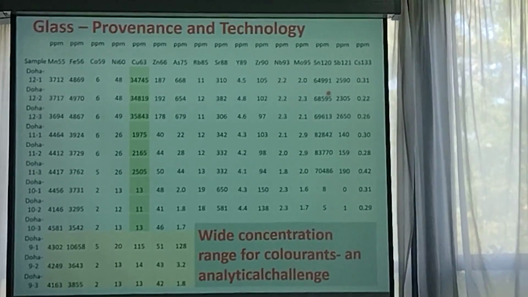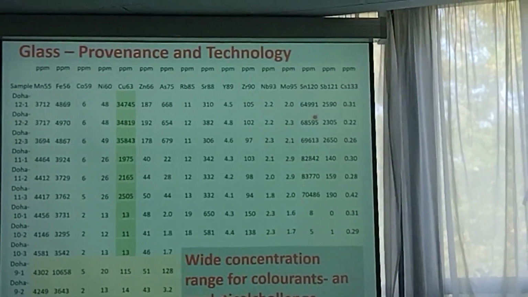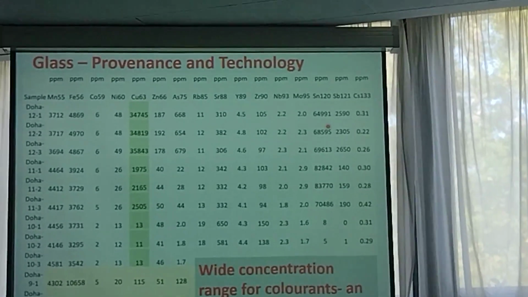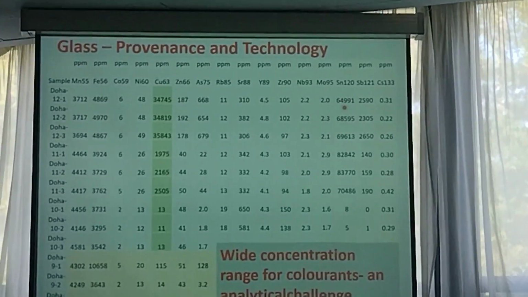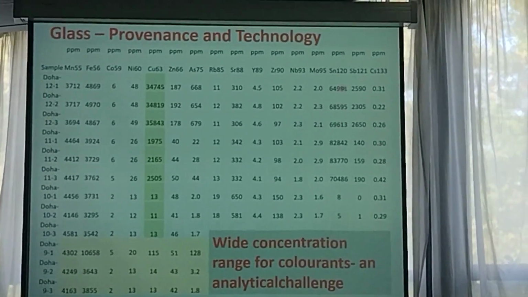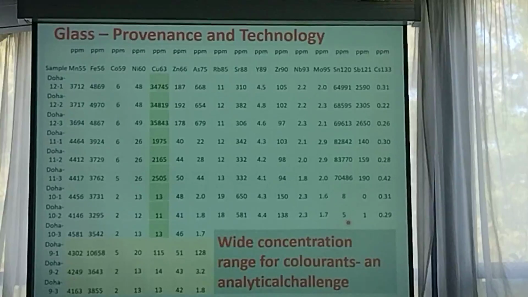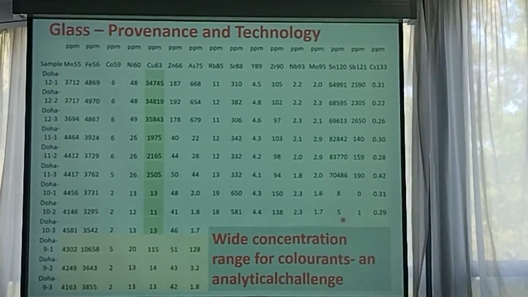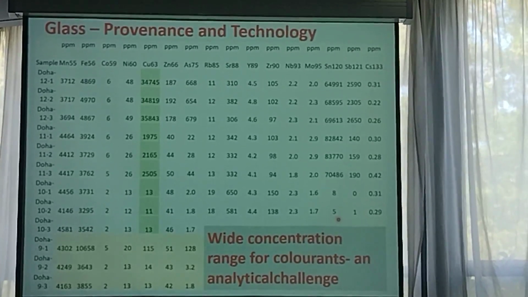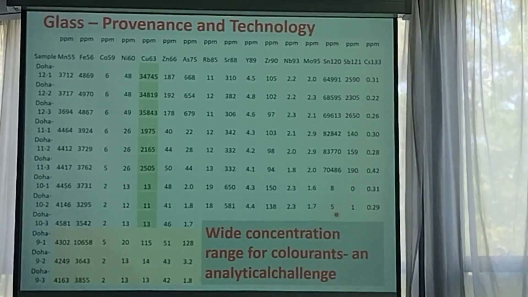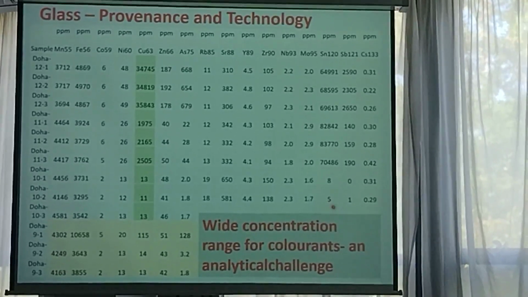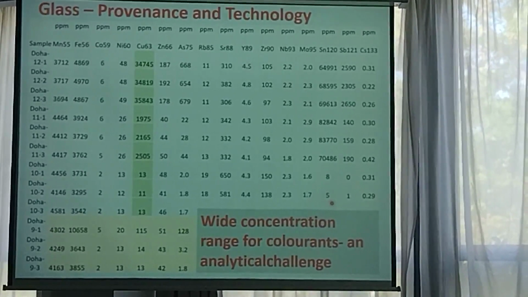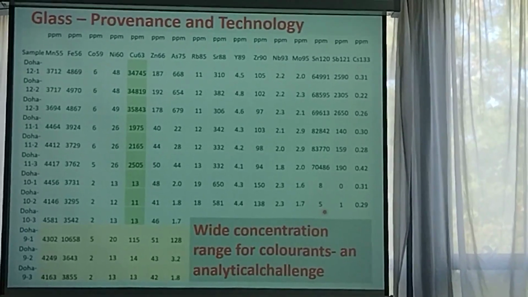Tin, which is used as an opacifier to make the glass less transparent. You can have 60,000 parts per million in one sample, and then 5 parts per million in the next. So when we do the analysis, we have to be very careful if we have very high levels and then very low levels, that we spend some time between the samples so we don't cross-contaminate.